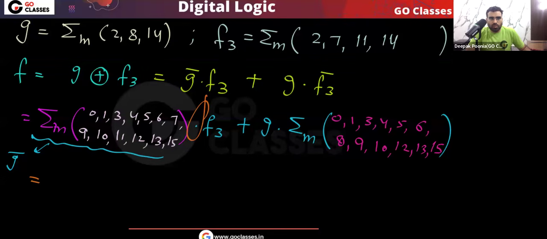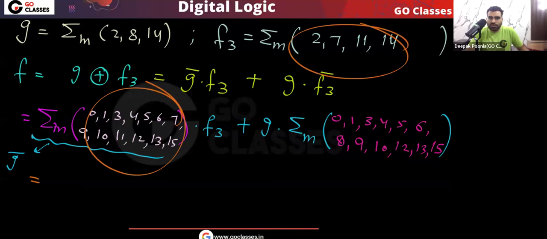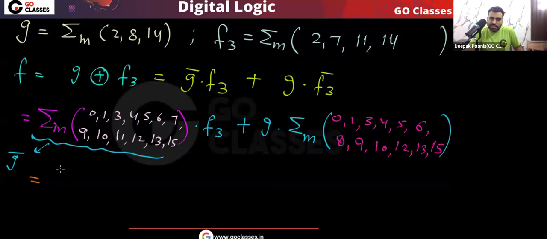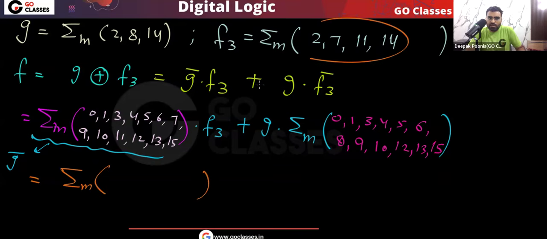Now I need to do the intersection of the minterm list here and here, because now I am combining with respect to the AND operation. When I combine two functions with the AND operation, the minterm list is the intersection of the minterm lists of both functions. So I will take the intersection here. If I take the intersection of this and this one, I will get 7 and 11. Yes or no?